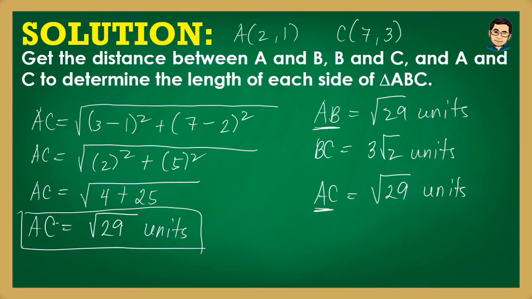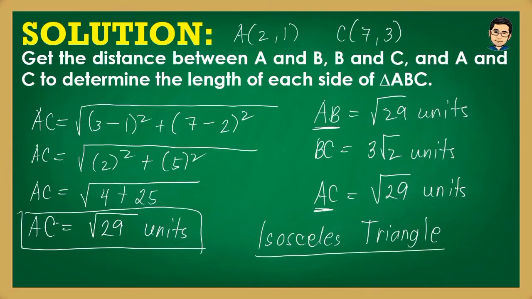So, anong uri ng triangle ang mayroong sides na dalawa pareho? Okay, so two sides are congruent. So, yung triangle na merong ganyang property ay tinatawag na isosceles triangle. So, ibig sabihin, triangle ABC is an isosceles triangle. It's because two sides are congruent. Kitang-kita nyo naman, nakakuha tayo ng dalawang square root of 29.